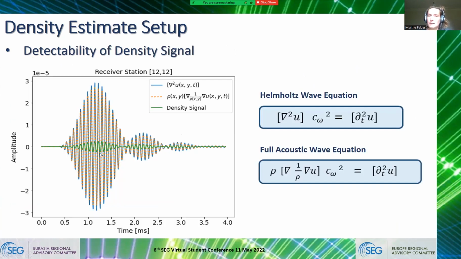So in the first instance, I tried to define the magnitude of the density signal that we want to invert for. So I calculated the spatial gradients from the true known model, both for the traditional case, where density is assumed constant, which is plotted here as the blue line, and for the case where the gradients are influenced by the density, which is indicated here in dotted orange. And when we plot the difference between those two discrete gradients, we can see that the density signature is quite small, but well detectable.